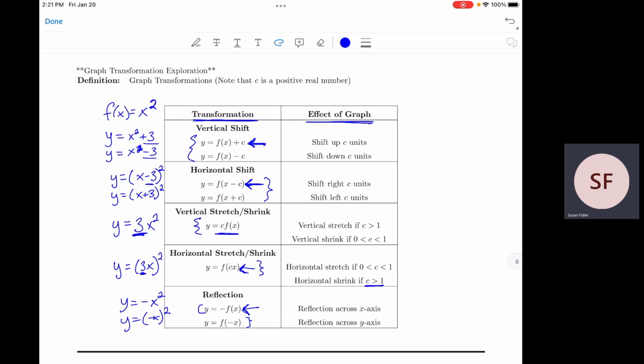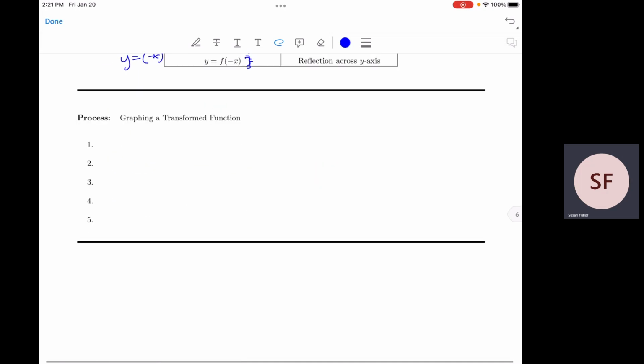So if you add or subtract, that shifts you horizontally. If you multiply inside, that's going to horizontally stretch or shrink you. And if you have a negative inside, that is going to reflect you horizontally across the y-axis. Okay, so that's what all of that stuff means.